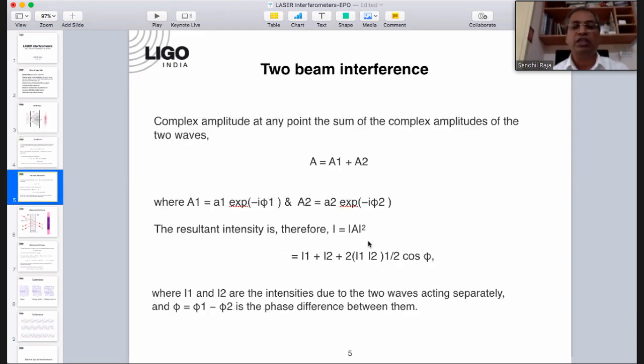So this is a typical equation that you get when you have two plane waves of good coherence interfering to produce an interference pattern. The interference pattern has a cos squared function, which is modulated because of the phase variation between them. And we'll see that further.